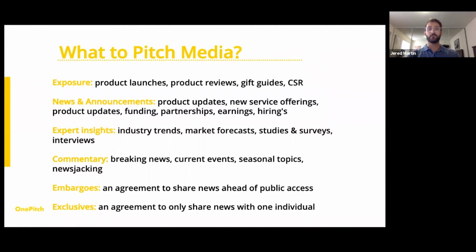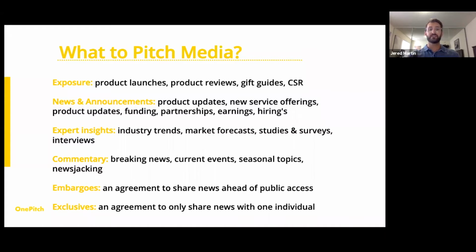Another example of what you could pitch to media would be news and announcements. A lot of times people think of public relations and they think of news and announcements as the core component of PR, of informing the public. That could be related to product updates. It could be related to service offerings that you've added. It could be funding and partnership announcements, earnings announcements, or even hirings. Again, all of these things revolve around news. And the most important thing to remember is that you're trying to inform people about something specific, and you want to do that at the right time. So be mindful of when, and be mindful of how you're presenting that.